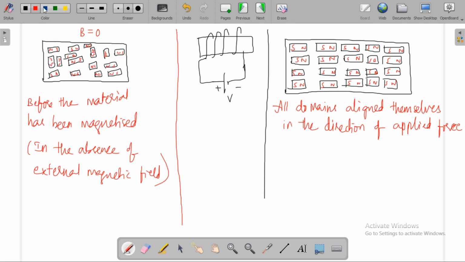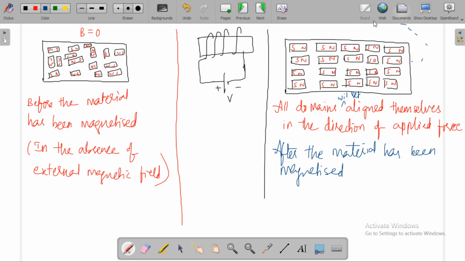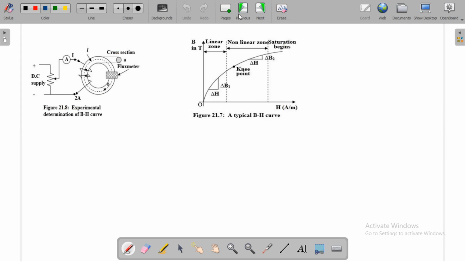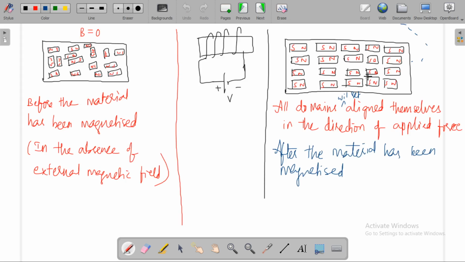After the material has been magnetized, all domains will get aligned in one particular direction. So magnetic field will be produced.